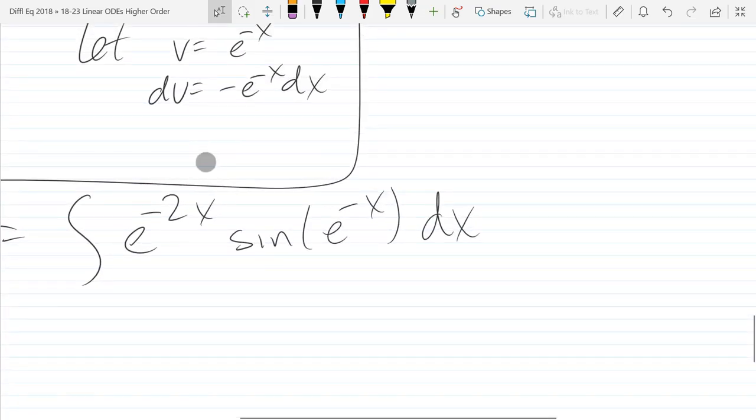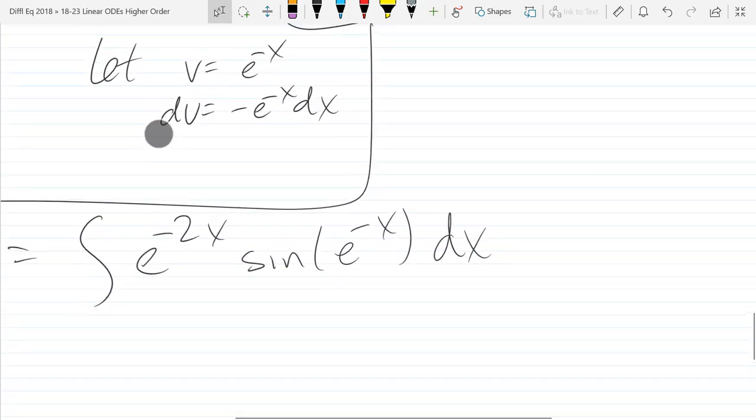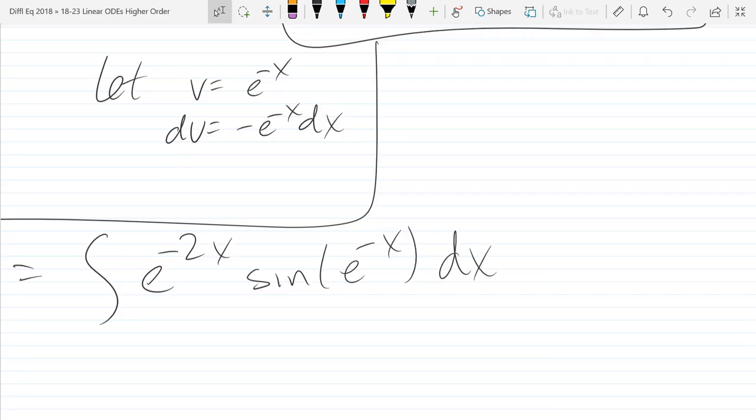What's a reasonable choice for v? e to the negative x. So it's already on the board right there. I'm not going to duplicate that v substitution. We have a slight problem, though. That term, e to the negative 2x, is not dv. So we're going to have a slight problem here.